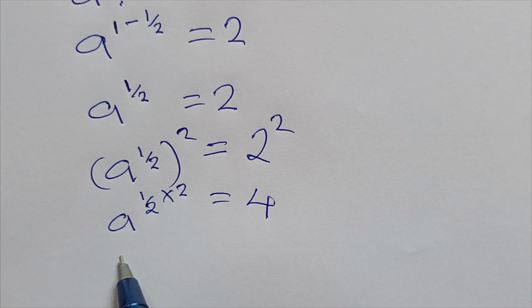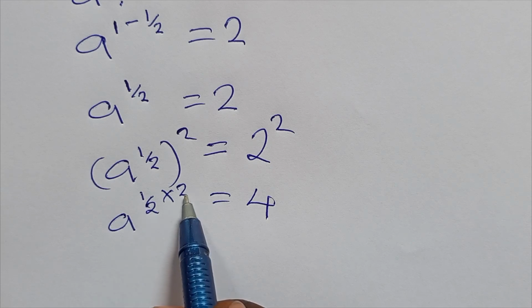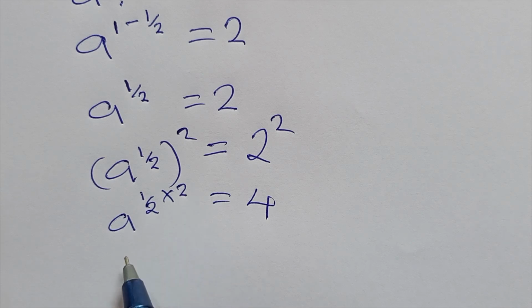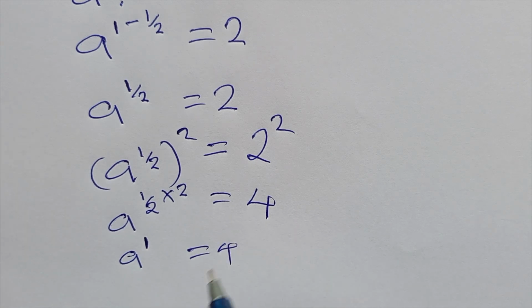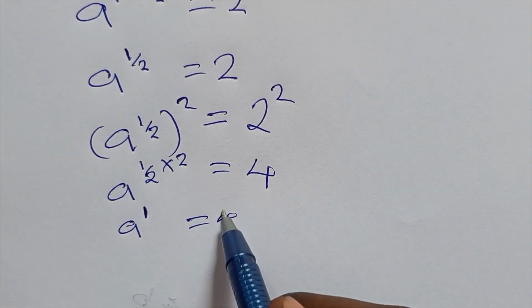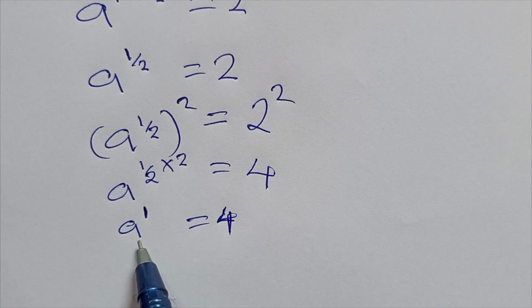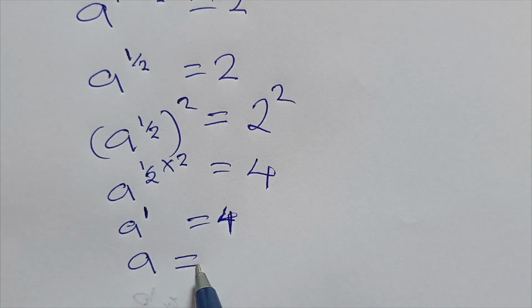Half times 2 is what? Because 1 times 1 is 1, 2 times 1 is 2. 2 divided by 2 is going to be 1. So a to the power of 1 equals 4. And a to the power 1 is the same thing as a, which is equal to 4. So let's try the other method.